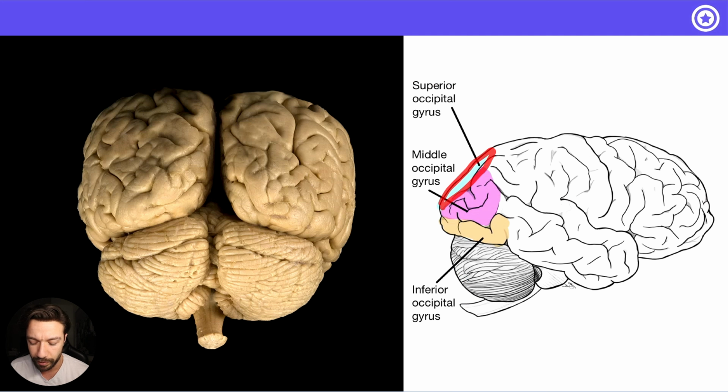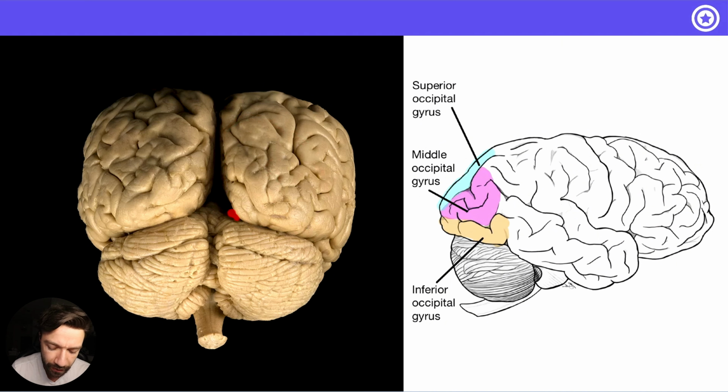And you see we've already been able to identify these from a lateral perspective. So let's take a look at it from a posterior perspective. Now the first thing that I would do is look for the parietal occipital sulcus, which is going to be found right here. And that's going to allow us to identify that anterior boundary of our occipital lobe right here.